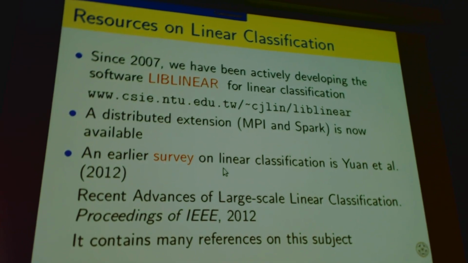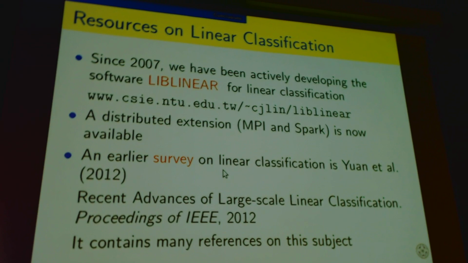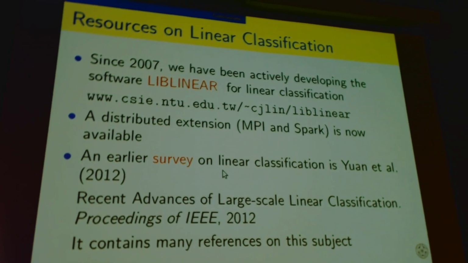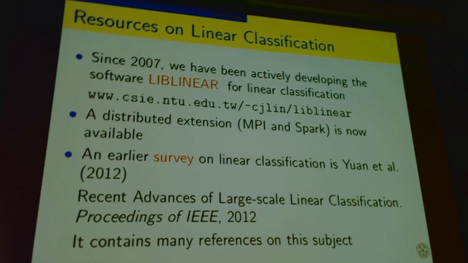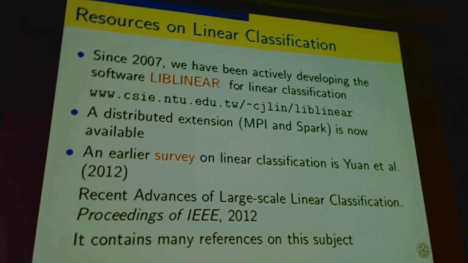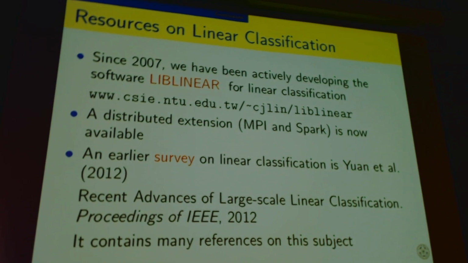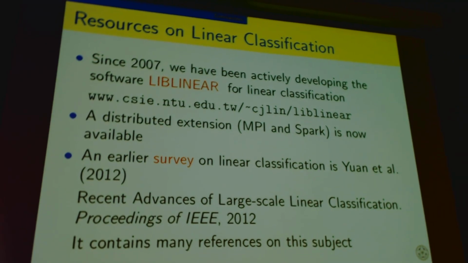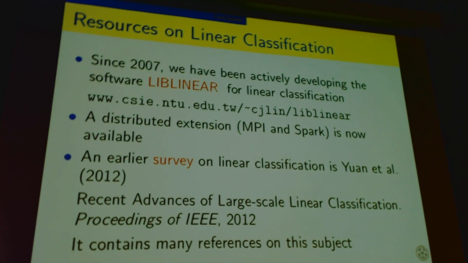And earlier we wrote a survey paper on linear classification. It has a lot of references. So if you want to know the past literature on linear classification, from optimization methods to how people handle multi-class classification and a lot of other issues, you can check this paper.